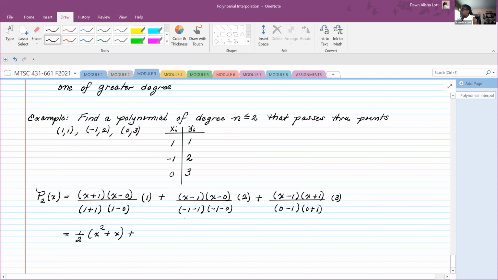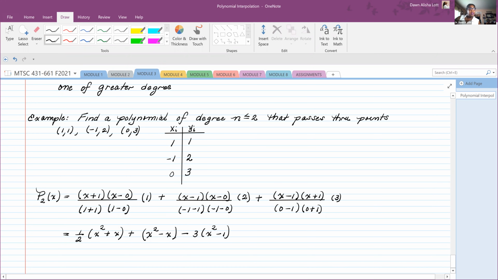Then in the second one, I have positive 2. Let me see, what's in the denominator? I think I wrote that wrong. Oh, the 2's cancel. Okay, so this 2 and that 2 cancel. So I just get x squared minus x for the second term. And for the third term, I have minus 1 in the denominator. So that's going to make this a negative 3 times x squared minus 1.